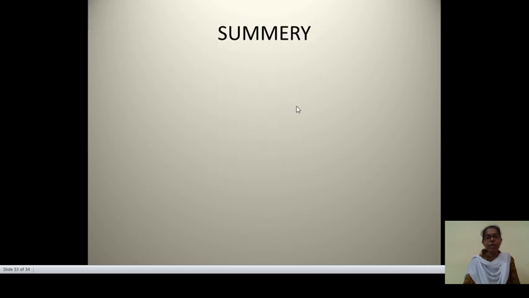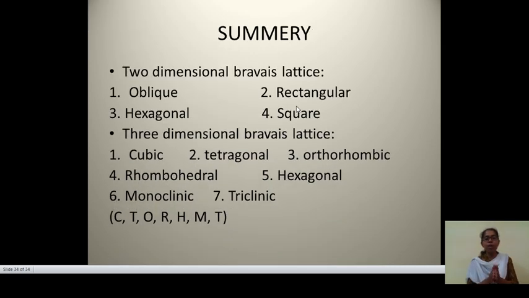This is just a short trick to remember these four and seven Bravais lattices. Four are easy, and how to remember CTORHMT: these are the initials of the seven. And for their lattice constants, for the first three, keep the angle same and break their axes, and for the next three, keep their length as the first three and break their angles. And for the seventh one, break all the side lengths and break the angles. This is all about the types of lattices. Thank you.